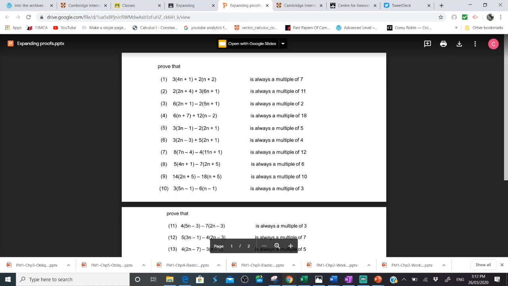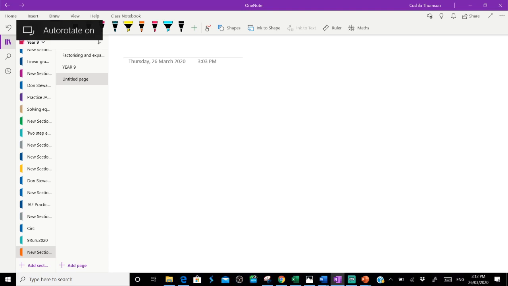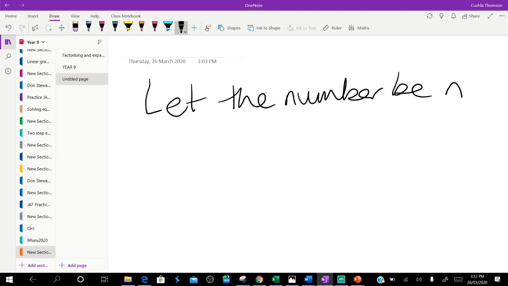So the sheets look like this. We have to prove that things are always multiples of things. And that very first one there is the guess a number that we just did. Okay, so we want to prove that this is always a multiple of 7. So let's look at how we do that. So let the number be n, right? So if I want to times a number by 4, what does that get me? Well, it gets me n times 4 is 4n. And then I add 1 to a number.